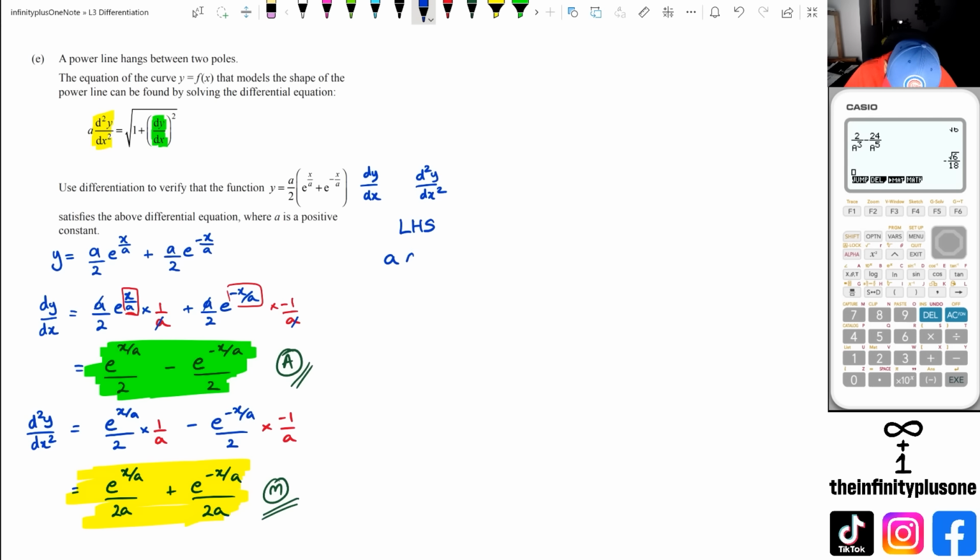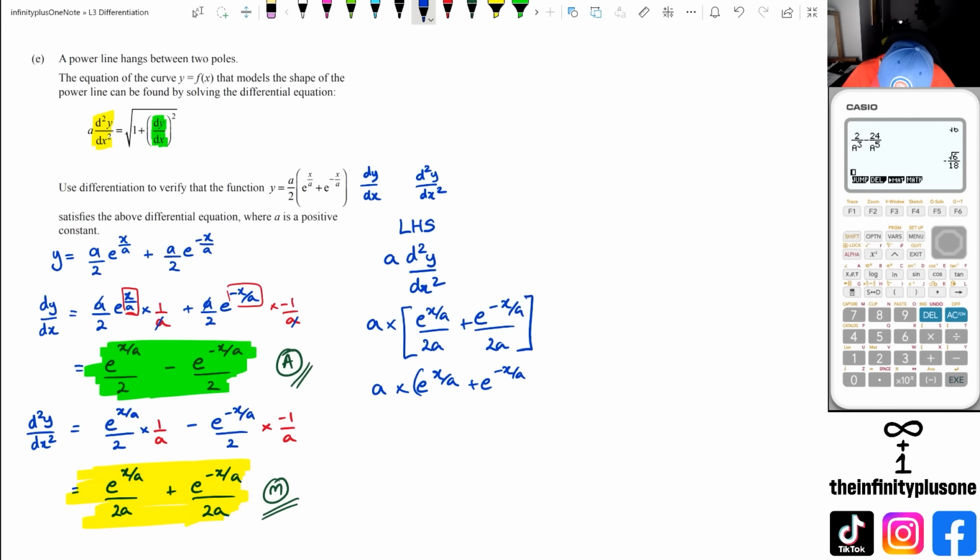Now that is a times d squared y over dx squared. So we're going to get a times (e to the power of x over a over 2a, plus e to the power of minus x over a over 2a). I can rewrite this as e to the power of x over a plus e to the power of negative x over a, over 2a. The 2a's cancel out, and I've got e to the power of x over a plus e to the power of negative x over a, over 2. Now this is the left-hand side.